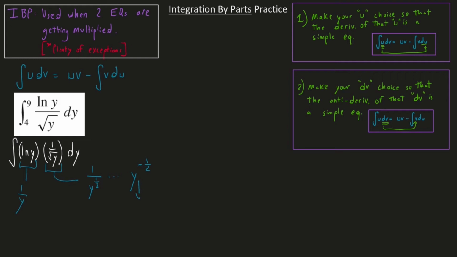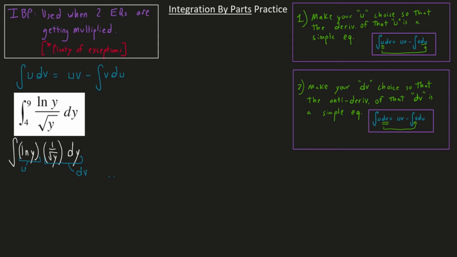So the derivative of this guy is just a simple power rule. Bring down my 1/2 and y to the negative 3 over 2. That's negative 1/2 minus 1. Alright, does this thing look simple? Definitely not. So I think I'm going to choose my natural log of y as my u, which makes the 1 over radical y as well as that dy my dv.